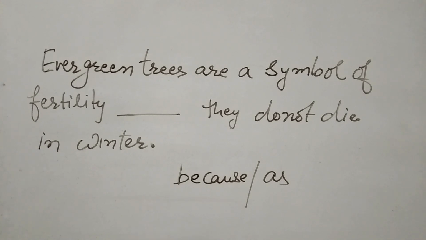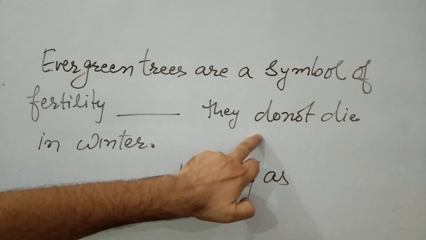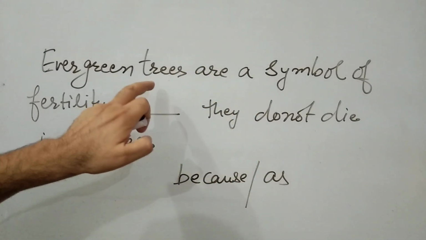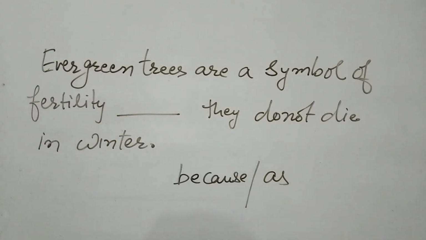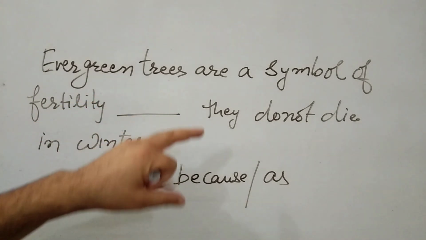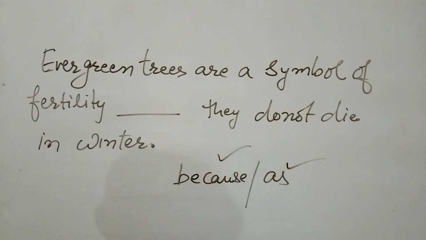Let's read it once again using both. Evergreen trees are a symbol of fertility because they do not die in winter. Absolutely right, because this part is giving the reason. This first part, trees are a symbol of fertility, is the reason, and this is the effect: they do not die in winter. And evergreen trees are a symbol of fertility as they do not die in winter. This also fits here. So either of them you can use to complete the sentence, and this is your complex sentence which will help you to fetch a high band score in IELTS writing.